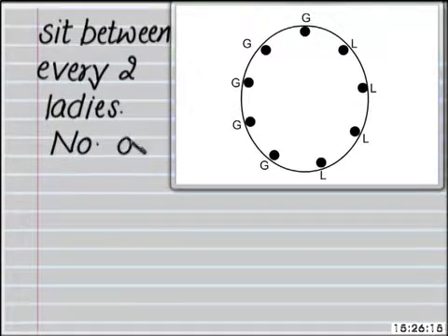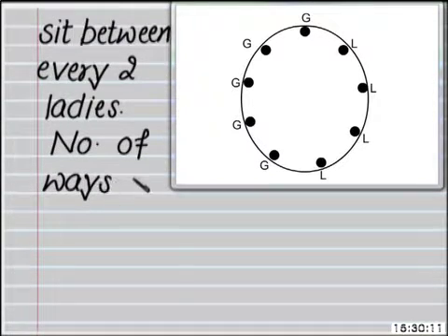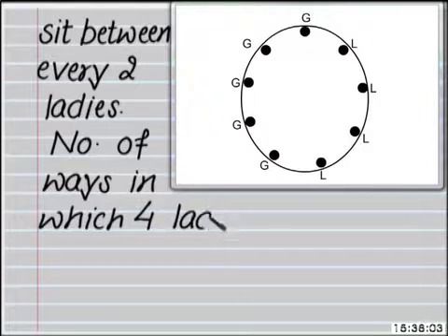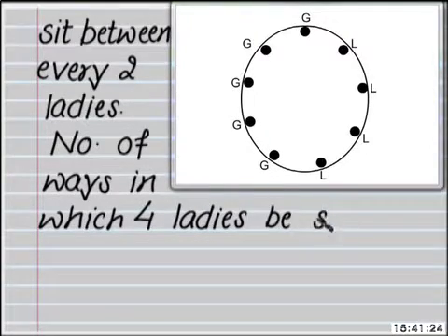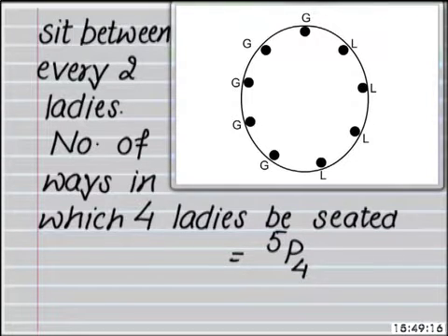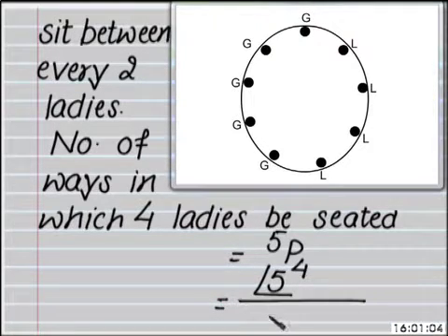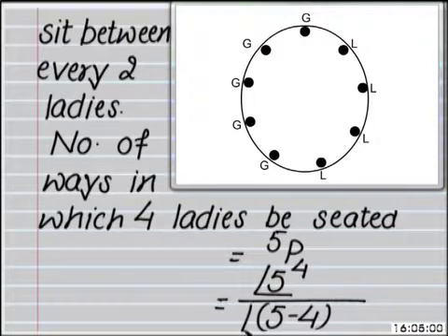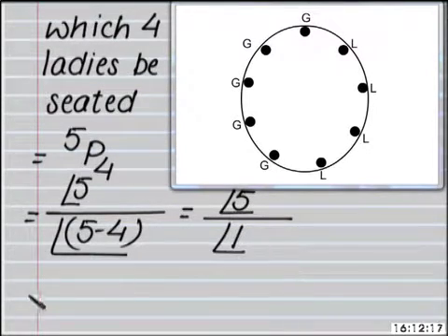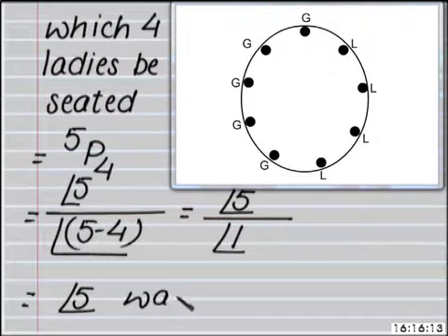So the number of ways in which 4 ladies can be seated is 5P4, because 4 ladies can take any 5 of these seats, and that is equal to 5 factorial upon (5 minus 4) factorial, which is equal to 5 factorial upon 1 factorial, which is equal to 5 factorial ways. So the 4 ladies can be seated in 5 factorial ways.